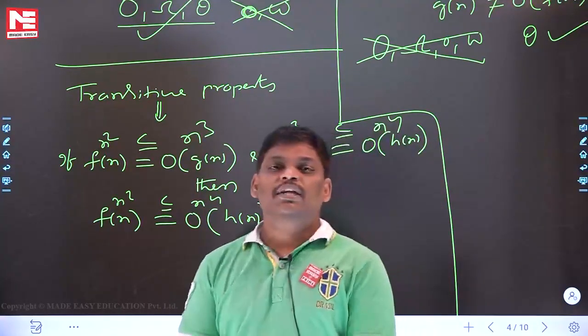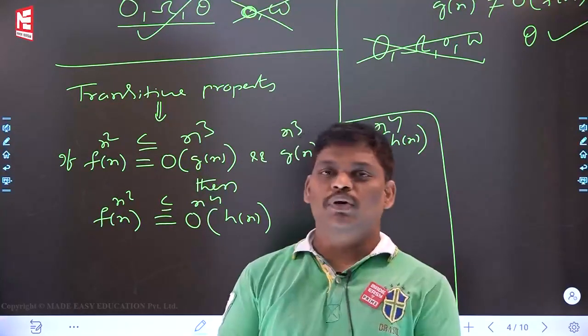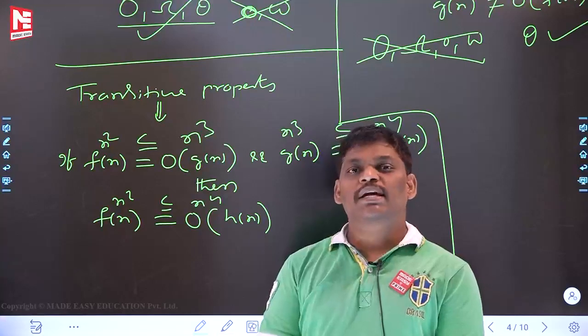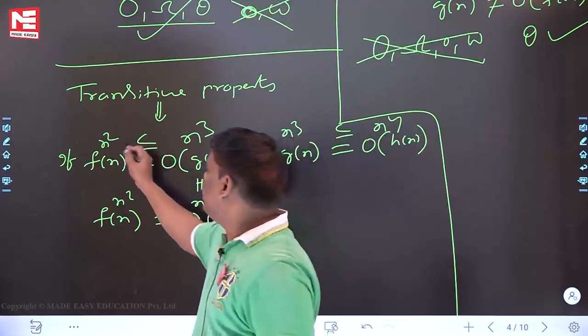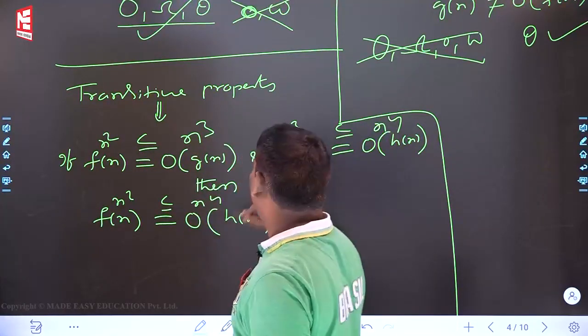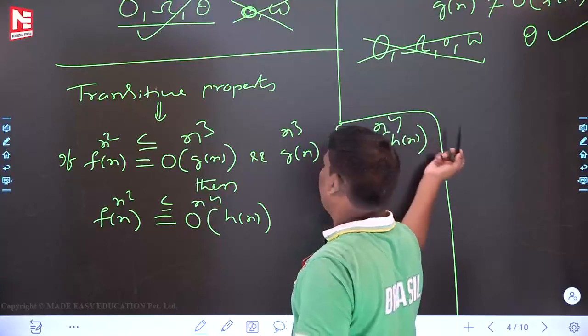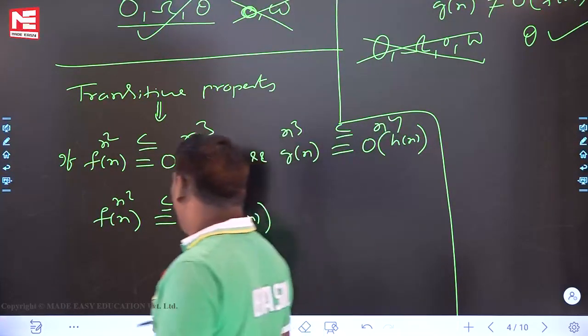Let me check here. n square is theta of n square, and next, n square is theta of n square, then n square is theta of n square. So big O satisfied, omega satisfied, theta also satisfied. What about small o? n square is less than or equal to n cube. Remove the equal: n square is less than n cube, less than n power 4, so n square is less than n power 4. So small o is also satisfied, and small omega also.